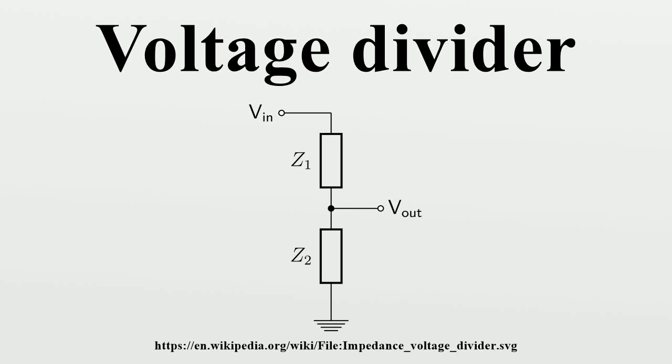In electronics, a voltage divider is a passive linear circuit that produces an output voltage that is a fraction of its input voltage. Voltage division is the result of distributing the input voltage among the components of the divider. A simple example of a voltage divider is two resistors connected in series, with the input voltage applied across the resistor pair and the output voltage emerging from the connection between them.